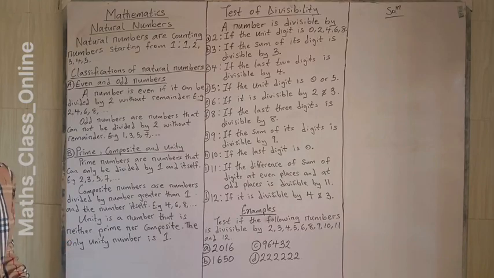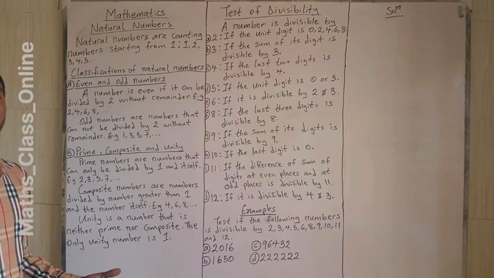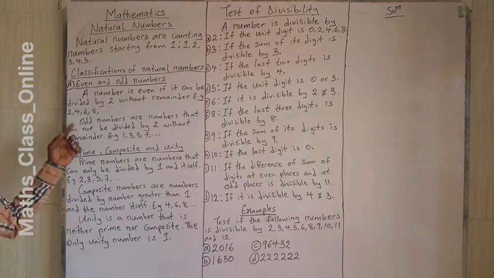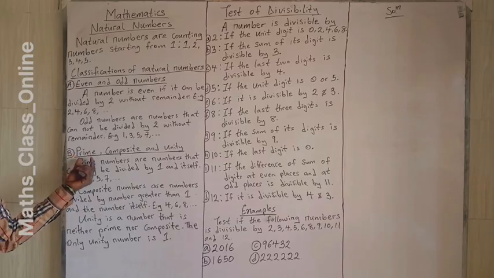Classifications of natural numbers. Natural numbers can be classified in two ways. First, even and odd numbers. Even numbers are numbers that can be divisible by 2, while odd numbers are numbers that are not divisible by 2. Examples: we have 2, 4, 6, 8, 10 as examples of even numbers, while 1, 3, 5, 7 are examples of odd numbers. Another way of classifying natural numbers is prime, composite, and unity.